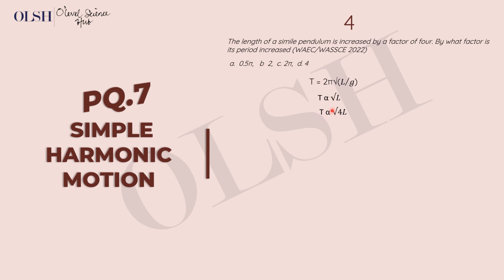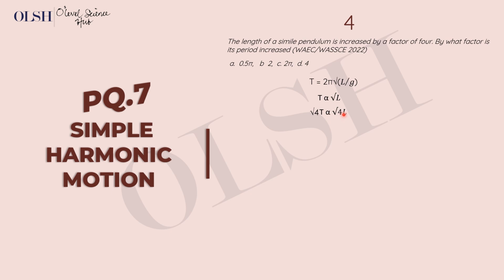So even in a situation where you have proportionality, whatever you do to the right hand side, you do to the left hand side. Since we have introduced 4 to this equation, actually what we introduce is root 4, because there's a square root sign covering both 4 and L. So we have root 4L here. Since that is the case, we have to introduce root 4 to the left hand side. If we do that, we're going to have root 4 T is proportional to root 4L.